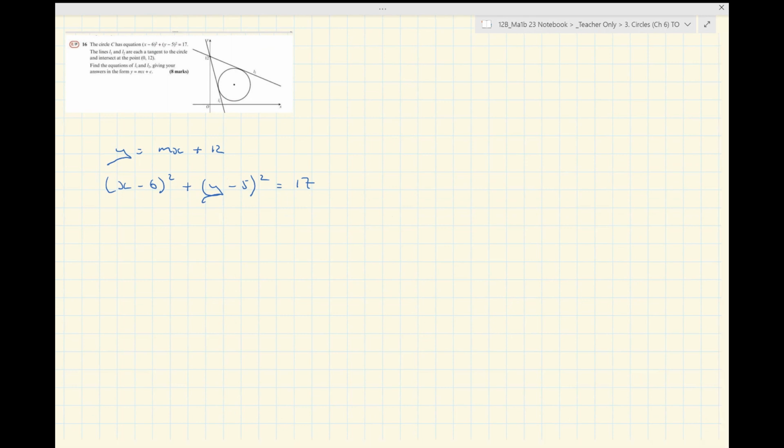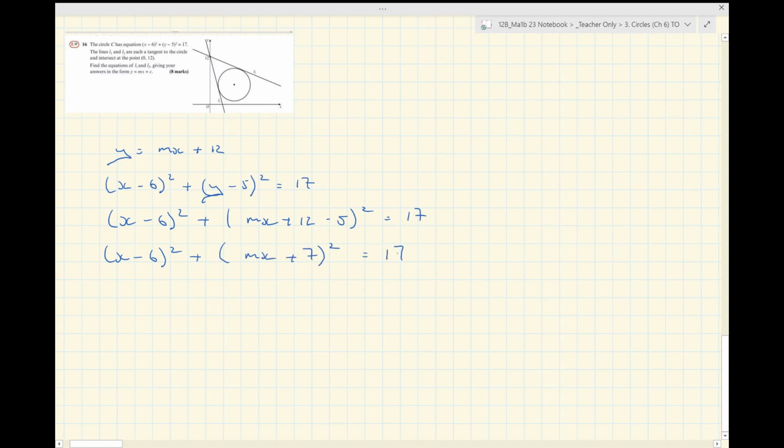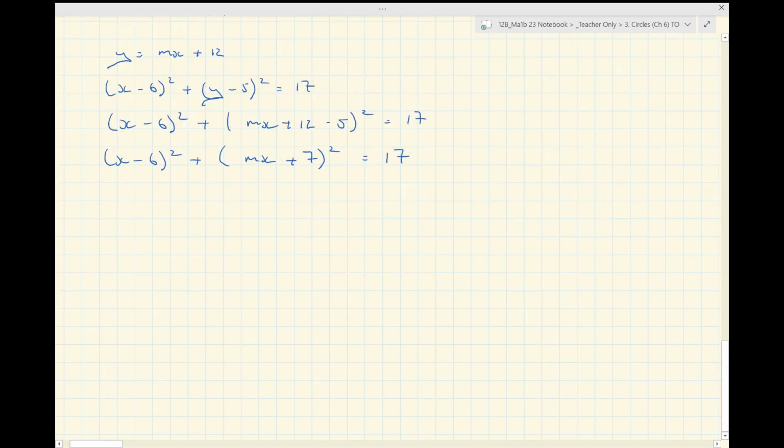Let's start off by solving those equations simultaneously. I'm going to substitute in that expression for y from the top equation into the equation of the circle. So I'm going to have (x minus 6) squared plus, not y this time, but (mx plus 12 minus 5) squared equals 17. Let's pursue this. That's going to be (x minus 6) squared plus (mx plus 7) squared equals 17. Right, let's multiply out those brackets.